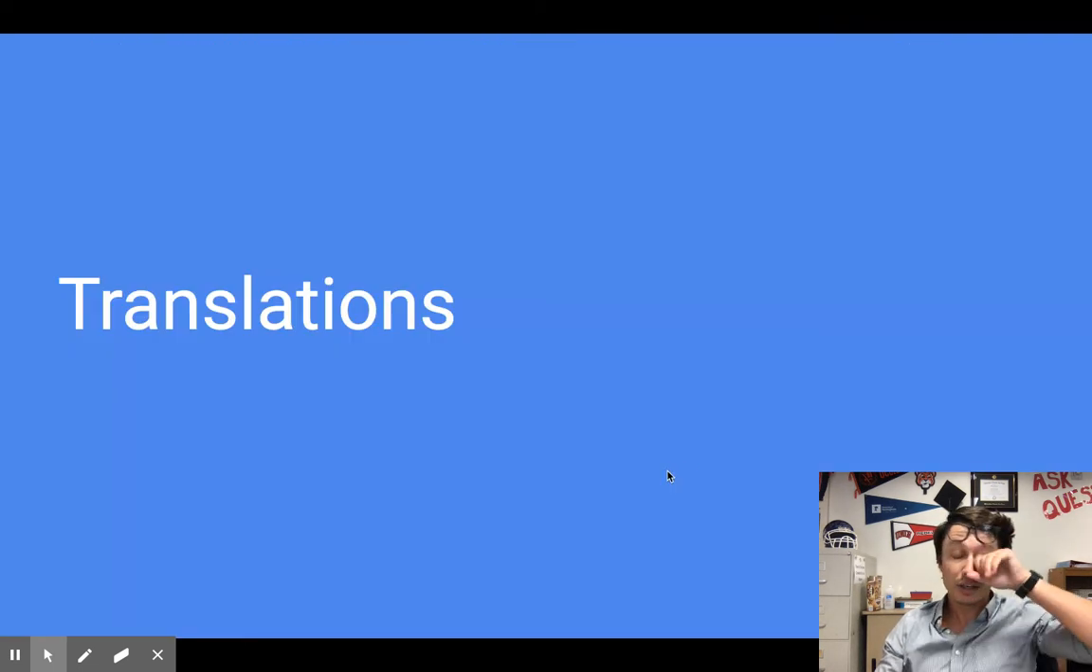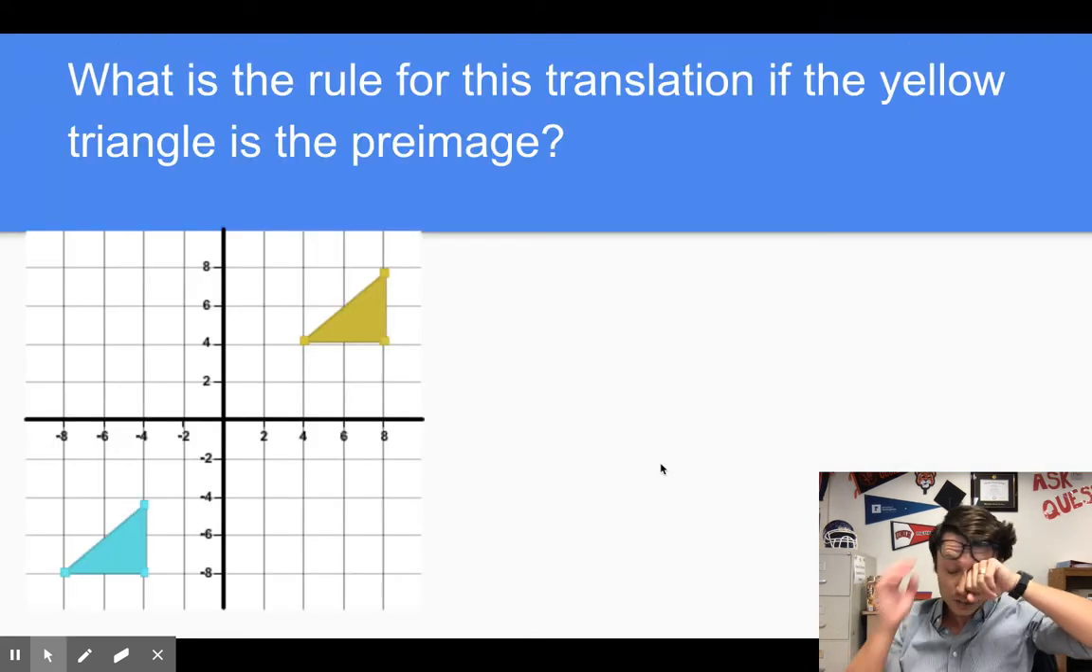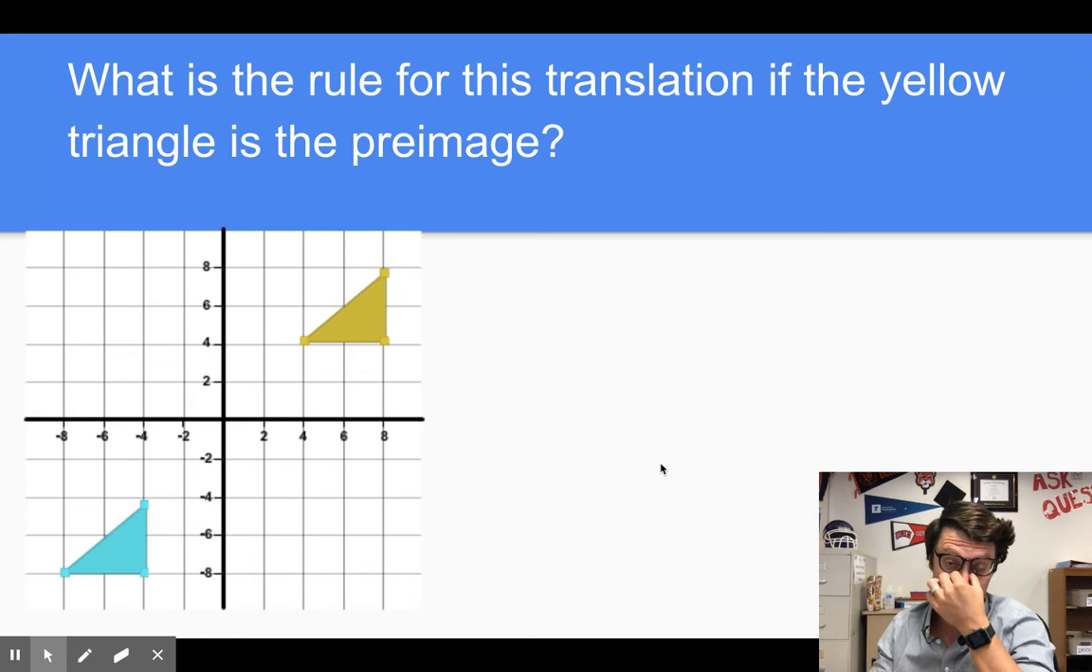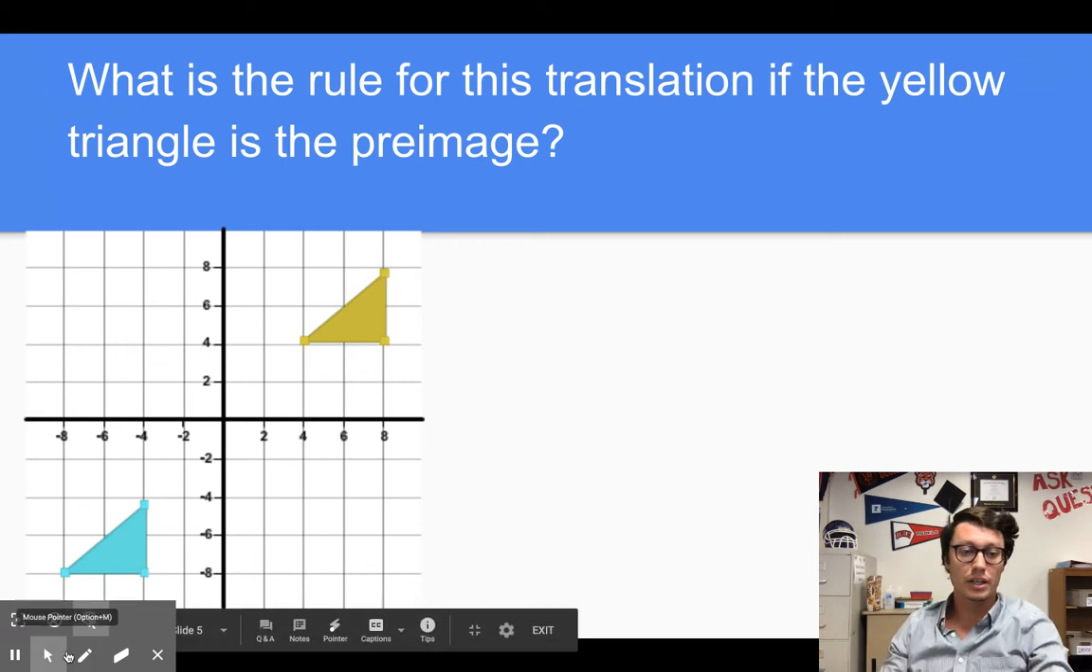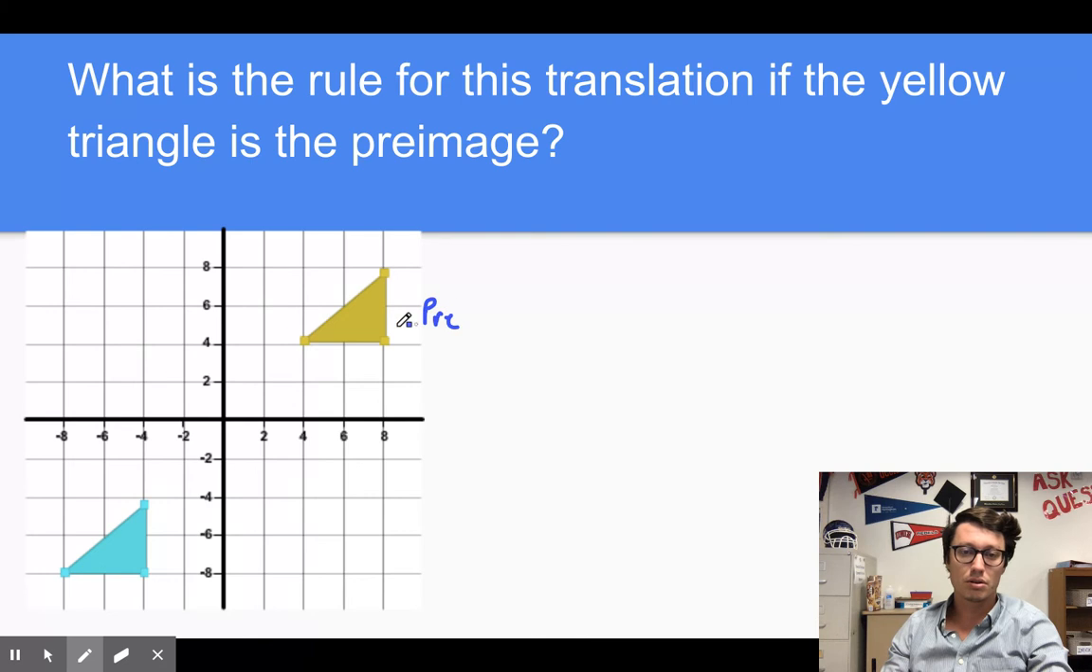First we'll do a few examples on translations. What is the rule for this translation? If the yellow triangle is the pre-image, this is our pre-image, and we are going over here to the image. Always make sure you count from the same coordinates. If we start at this bottom left coordinate of our triangle, we have to count all the way to our other bottom left coordinate.